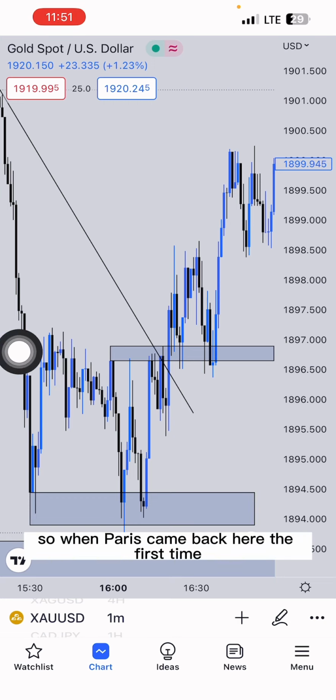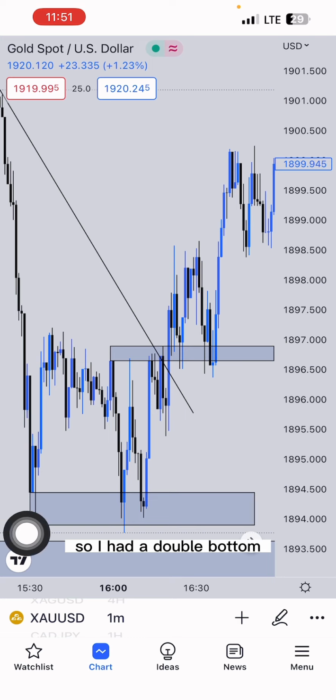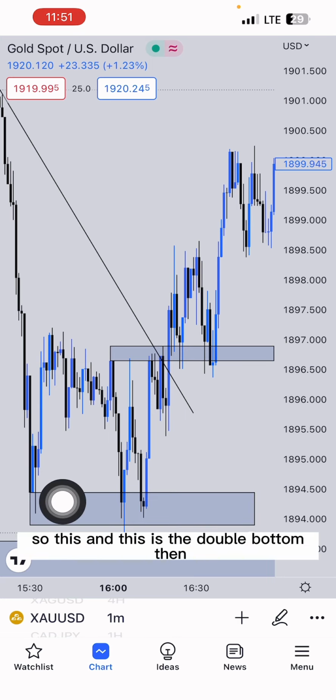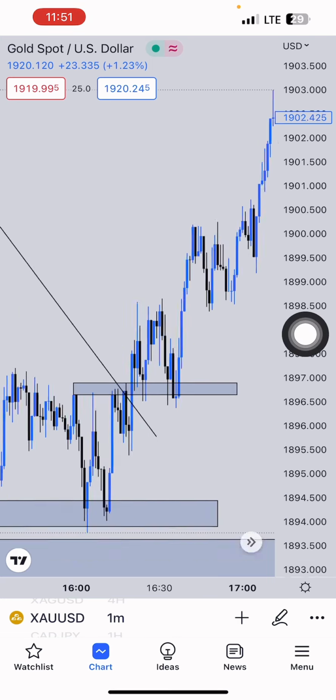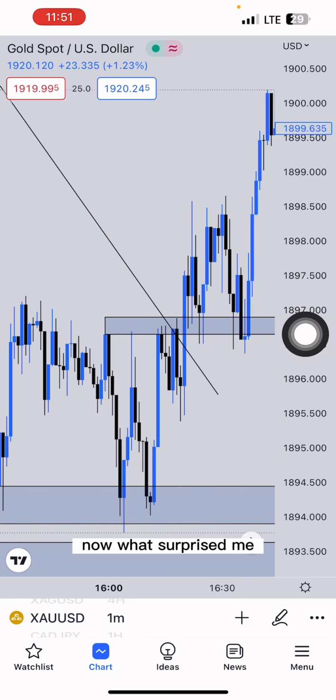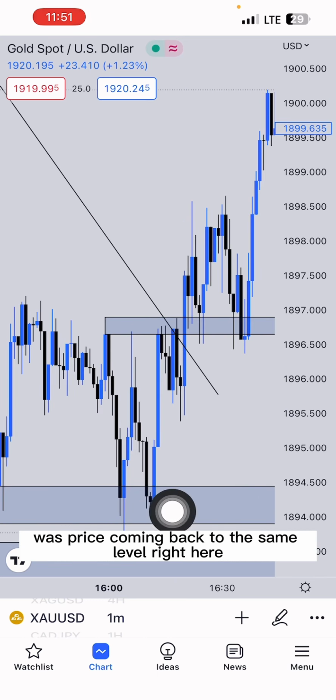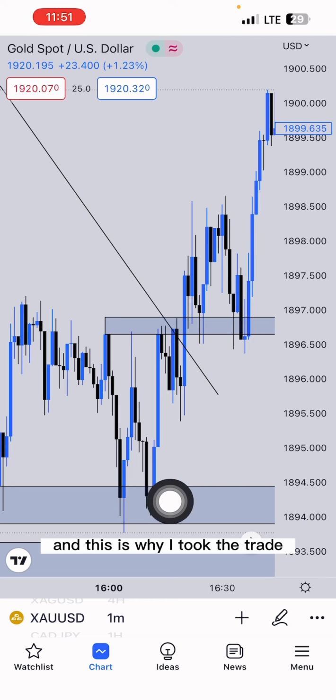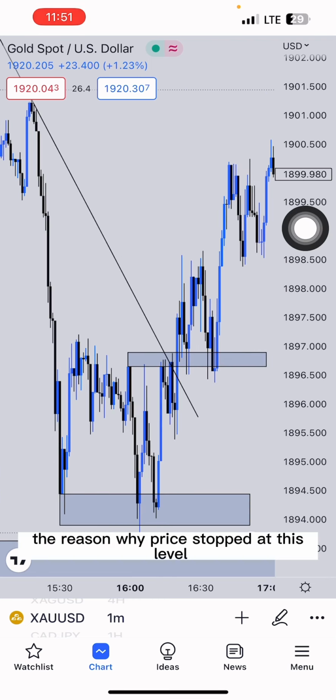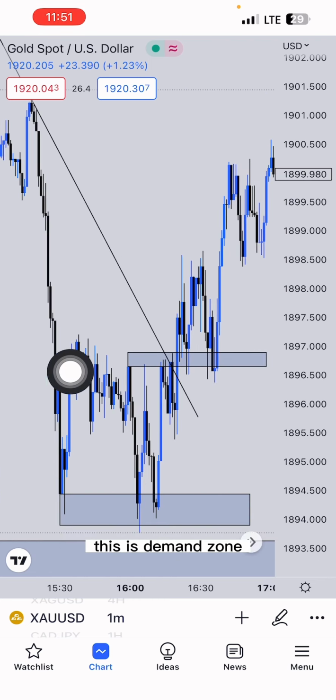So now I had price giving me this impulsive move, then it stopped here, and then price came back here. When price came back here the first time, I had a double bottom. So this is a double bottom. Then what surprised me was price coming back to this same level right here, and this is where I took the trade.